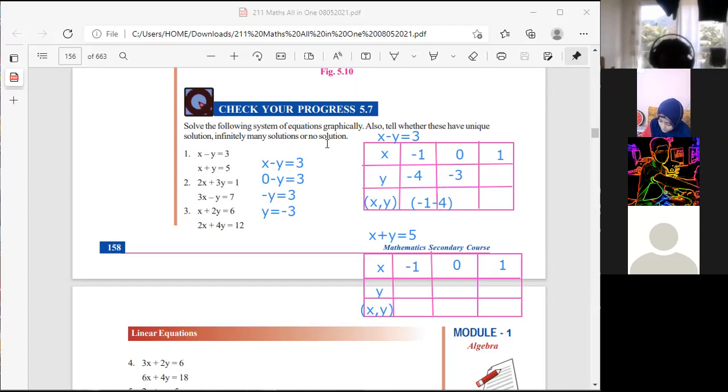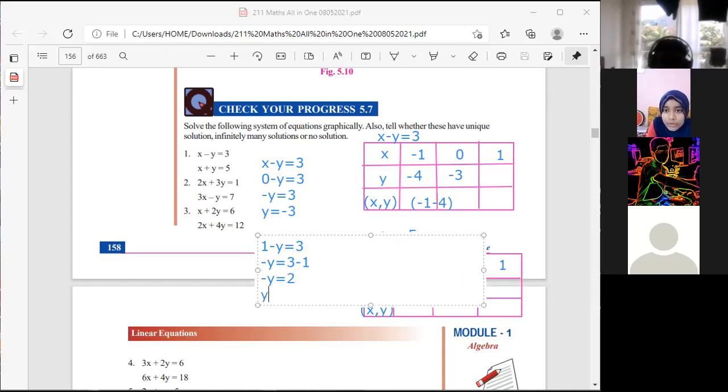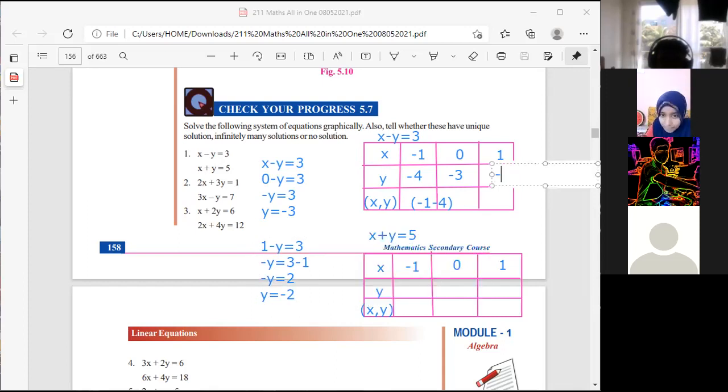Now if I substitute 1 in the place of x, I have 1 minus y is equal to 3. So I get minus y is equal to 3 minus 1, because 1 is plus on this side. When it comes on the other side, it becomes minus. So what do I get? Minus y is equal to 2. So y is equal to minus 2. So I get the point here as minus 2. Rita, are you understanding now what we are doing?